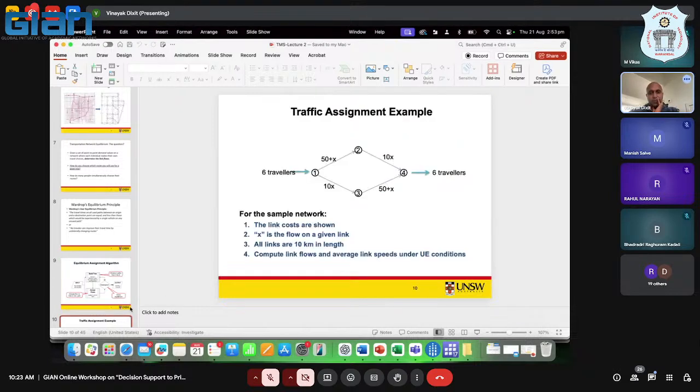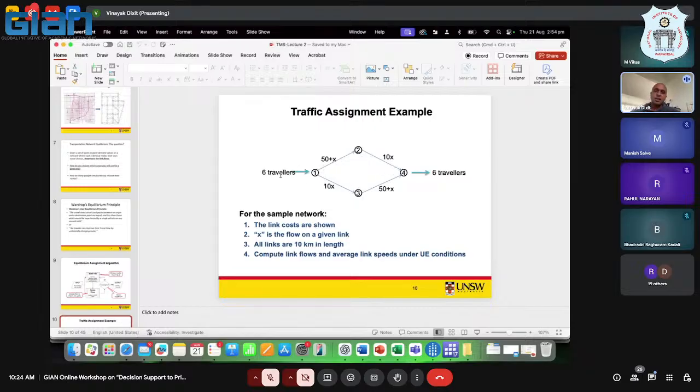So let's take this example. You have 6 travelers coming here and 6 from this 1 to 4. And your travel times are given here: 50 plus x, 10x, 10x, 50 plus x. How will people reroute on this? What is our initial cost? This is 50. If there are no vehicles, this is 50, and 10x is 0, where x is the number of vehicles. So the travel time here is 50, and the travel time here is 50.